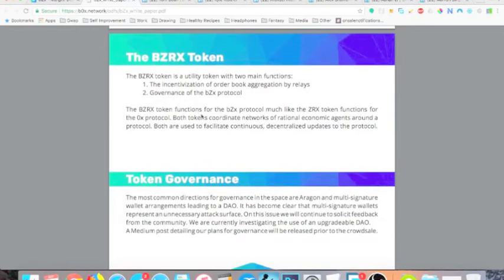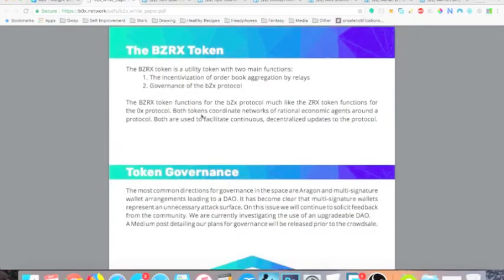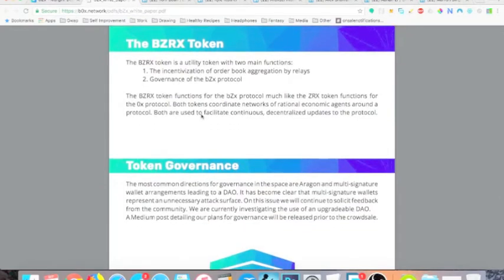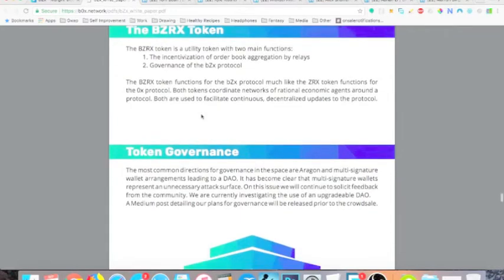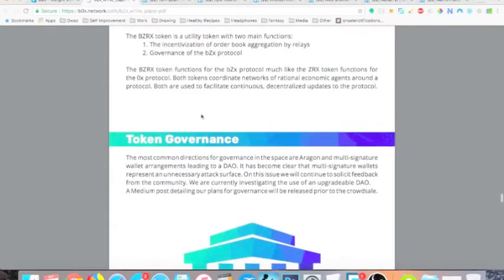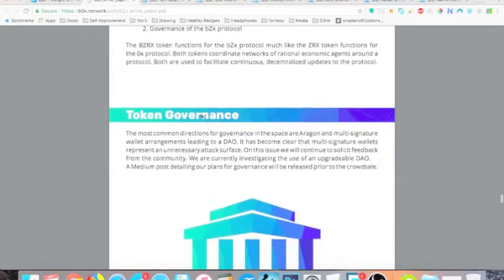And here it talks about the token a little bit. So yeah, the token does a couple things. It has some governance, and it has some incentivization of order book aggregation. So it works similarly to the 0x token, as they say.